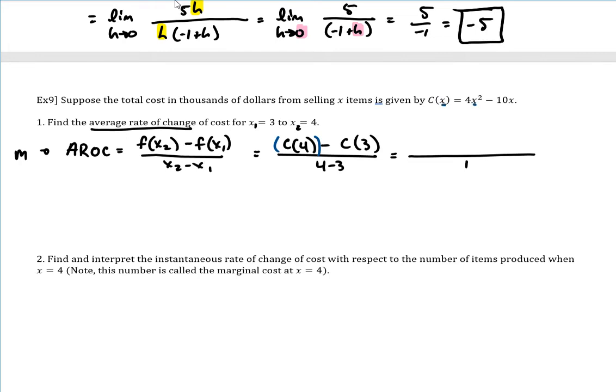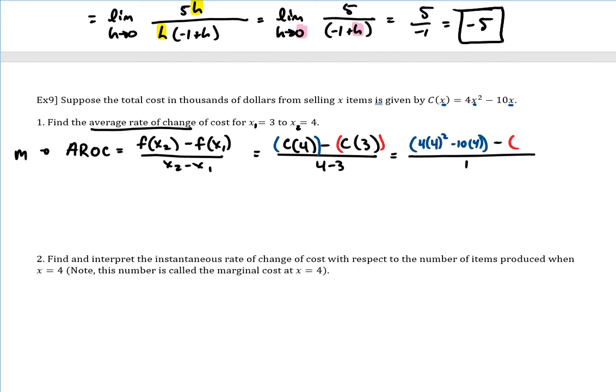Okay, now that we have that settled, we'll just plug 4 in. So in this blue parentheses, all I'm doing is plugging 4 into the x's. So I'd have 4 times 4 squared minus 10 times 4. With that, we could start to simplify it, but before we do, I'm going to set up the second portion as well. So let's do the minus, and then C of 3.